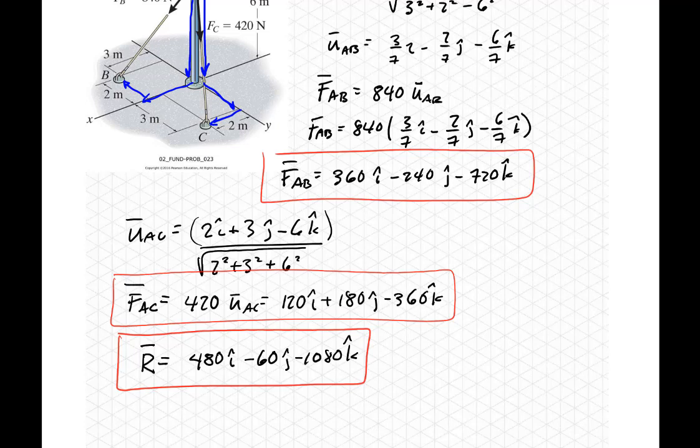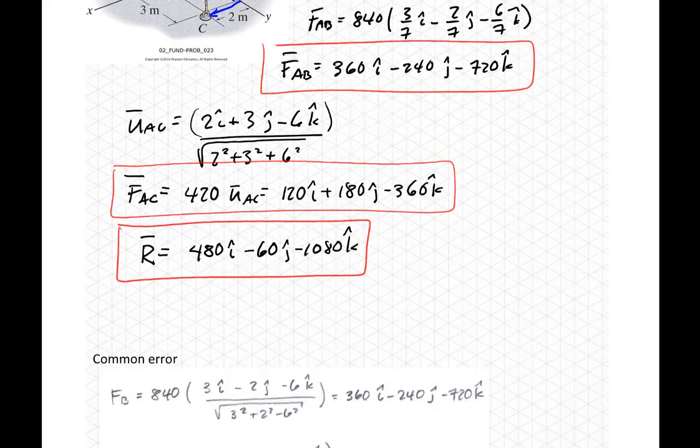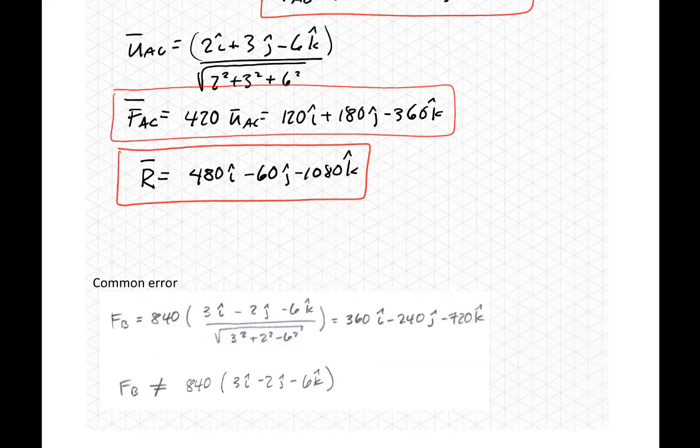Anyway, there's the resultant. Now, a common error that many students make here is they forget to divide the vector force by the square root of the sum of the squares, and they'll leave out that 7 here. For example, FAB in this one, this is what the force should be, and that's repeated here. It should be this, where you have the description of AB divided by the square root of the sum of the squares. But quite often students will describe the force like this and forget that denominator, and if you do that, obviously you get the wrong answer. So that's incorrect.